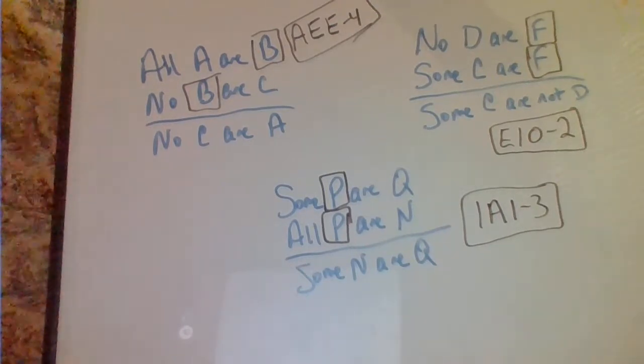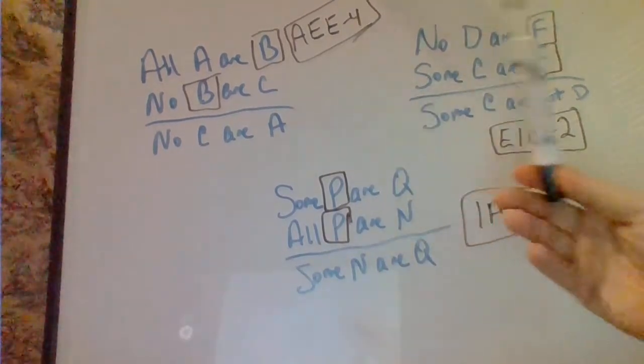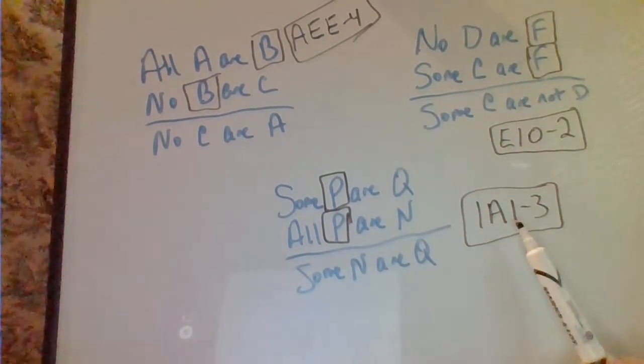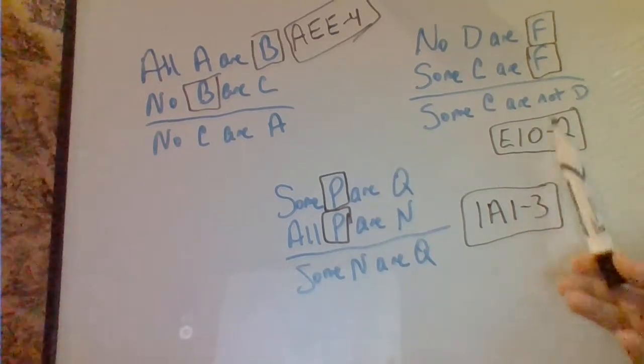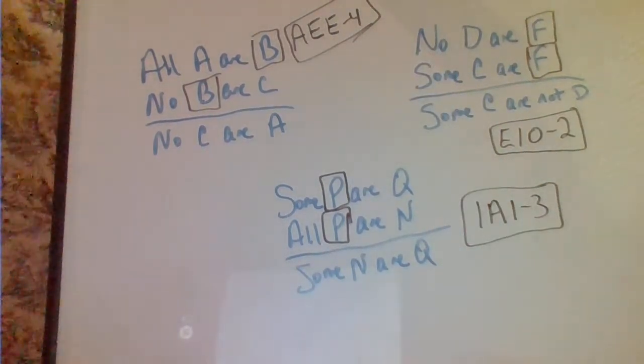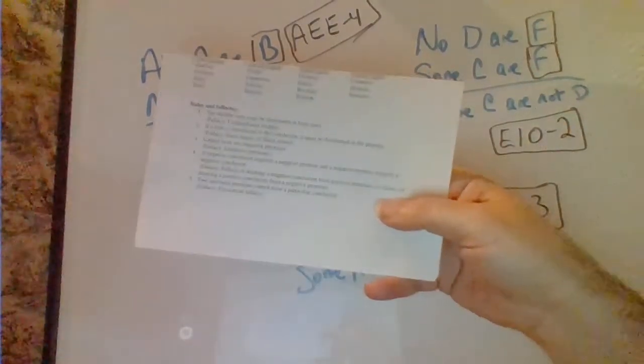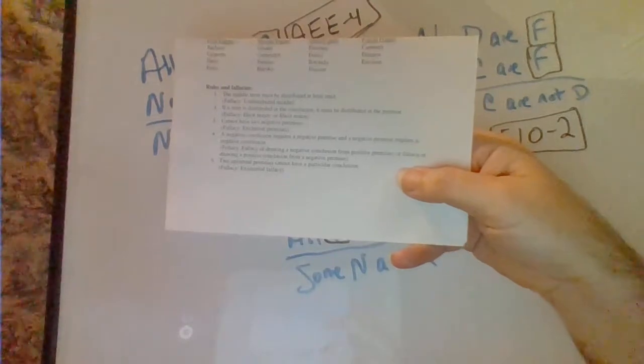Now, I will show you very shortly how to use the coined word list to determine whether such arguments are valid or invalid, simply based upon the mood and the figure. In fact, actually, why don't I go ahead and do that now? On that cheat sheet, you will find a list. Let me put it up here. I know you can't see it well here, but just so you know what you're looking for.